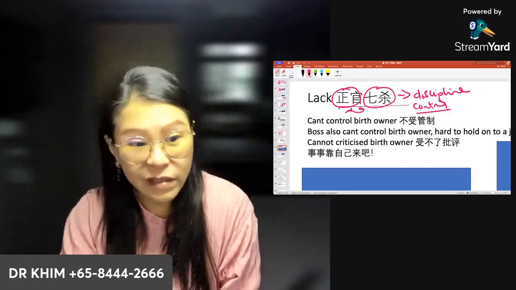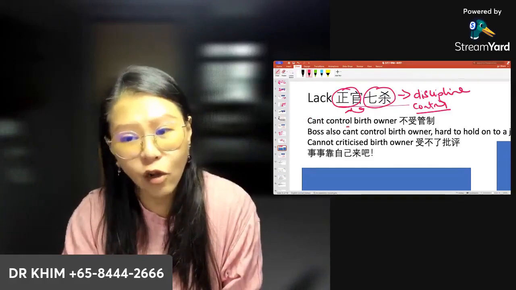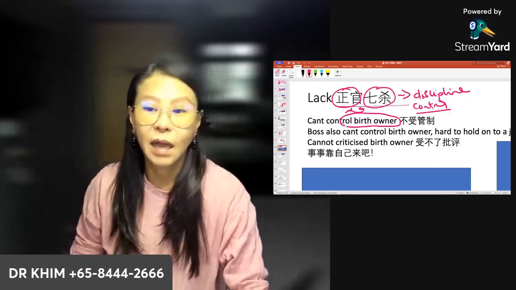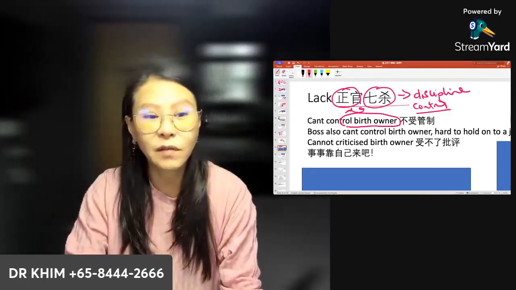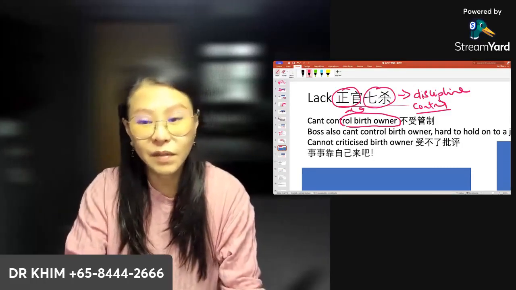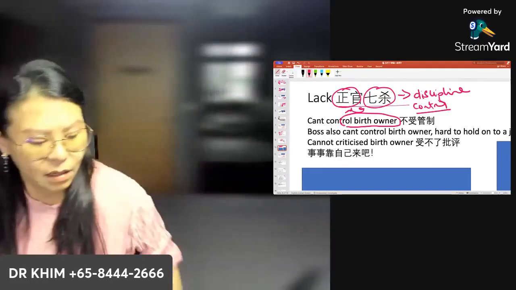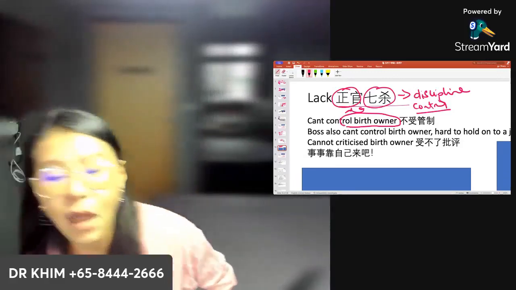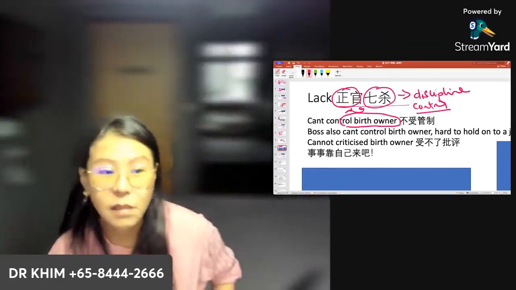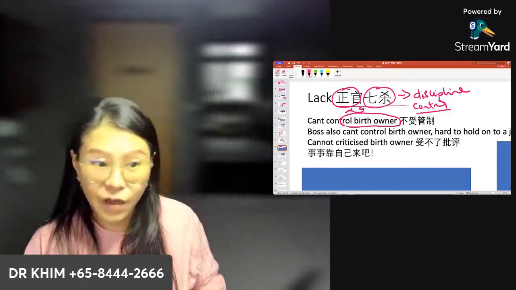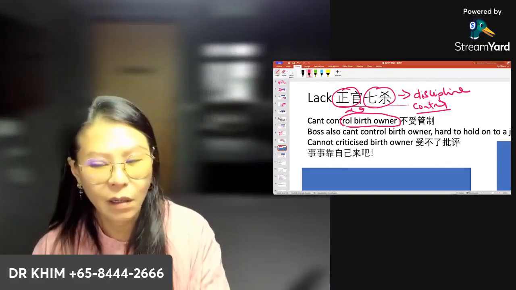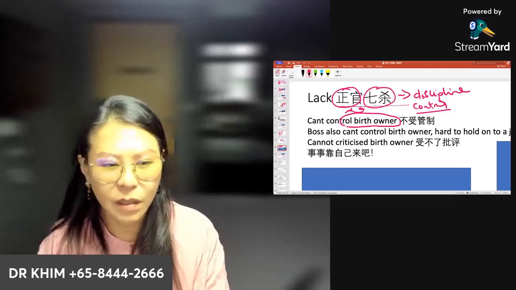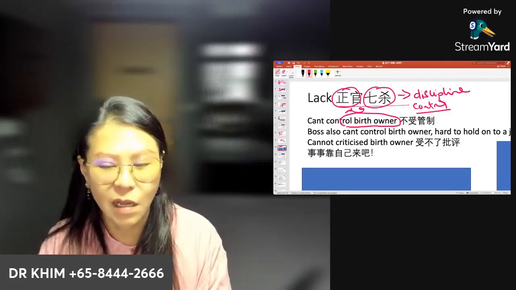So, missing, you cannot control this birth owner. You cannot tell this birth owner. You go and see Dr. Kim for private consultation, the person won't listen to you. The person says, no need, I know what to do. They will not take advice so easily. Even if they know they are wrong, or know it's better to listen to a wise man, for example Dr. Kim, to hear what she has to say.